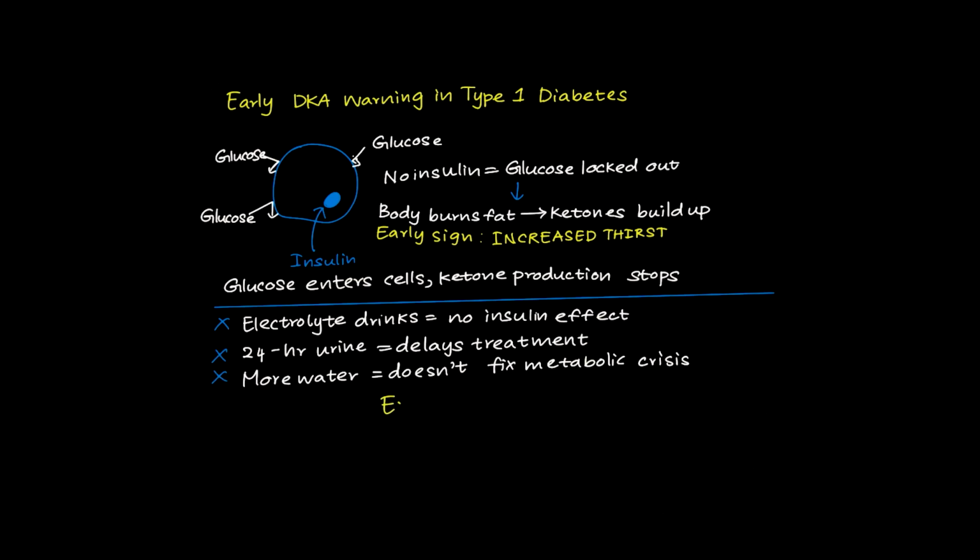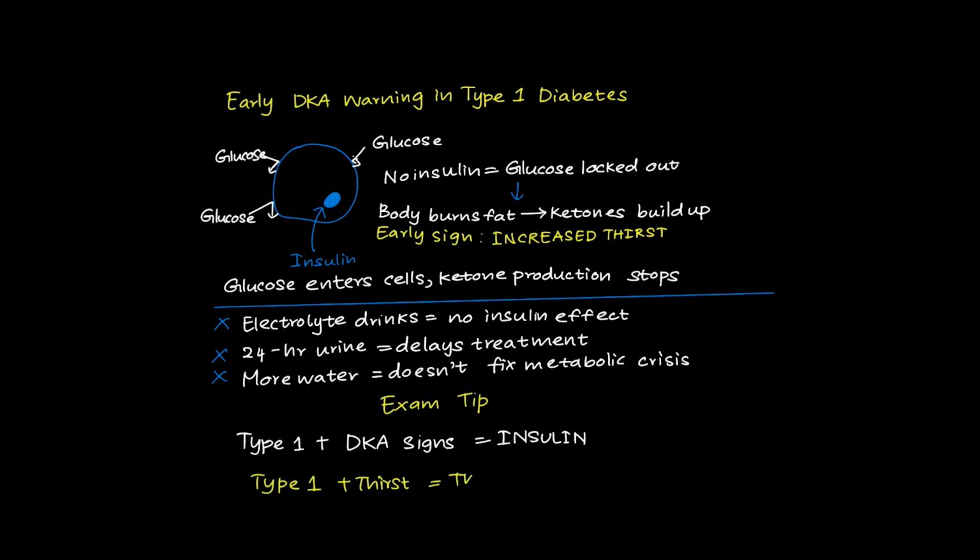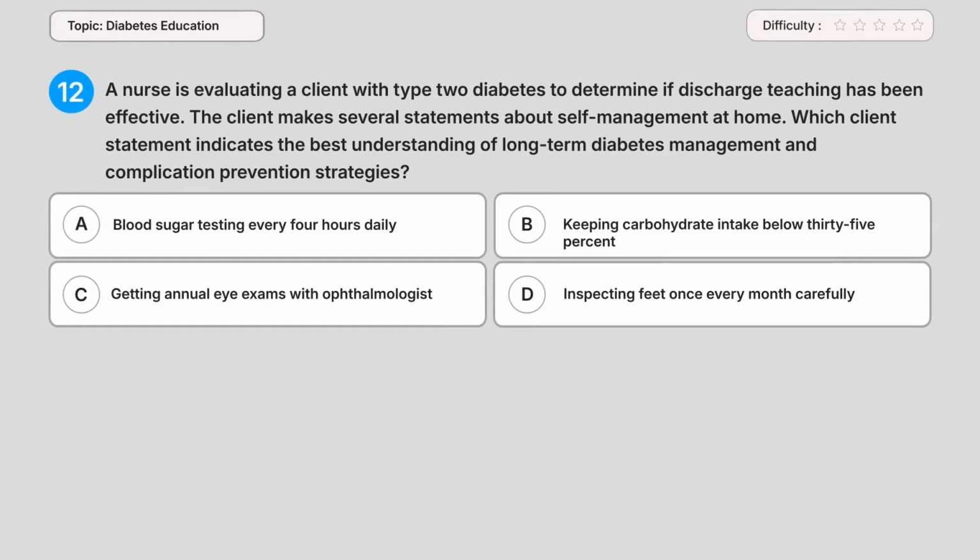Here's a WGU D455 exam tip for you. In type 1 diabetes, when you see signs pointing towards DKA, the answer centers on insulin. Insulin is the only intervention that fixes the underlying problem. Quick recall hook. Type 1 plus thirst equals think insulin, not fluids.